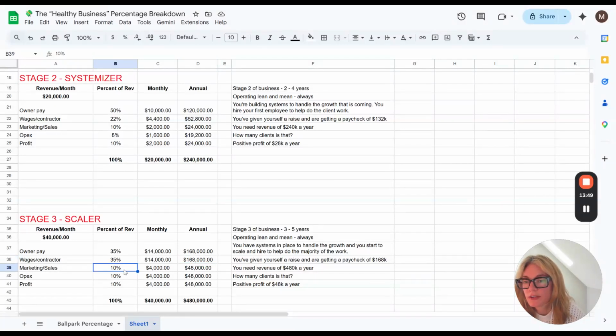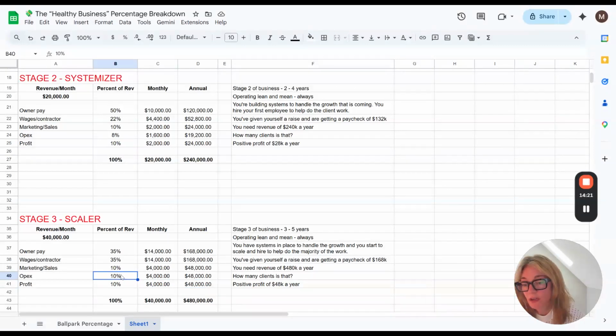Your marketing costs, we're keeping that the same at 10% since our revenue has doubled. That's $4,000 a month. You should be able to get some return on that investment and be getting clients in the door easily if you're going to have that kind of a budget. Your operating expenses have increased a little bit from 8% to 10%. And then your profit, we're always trying to keep that at least at 10% so that you have this $48,000 at the end of the year.